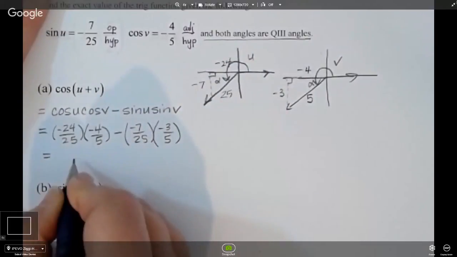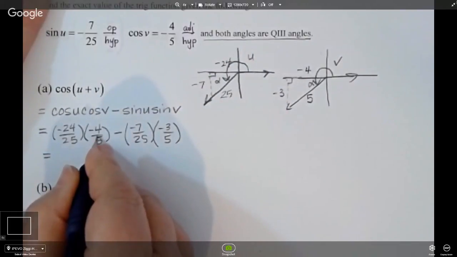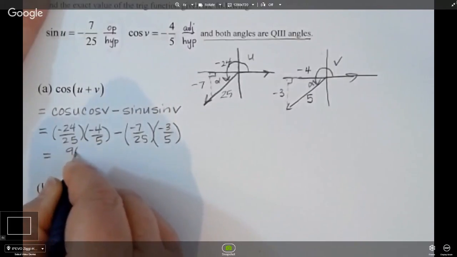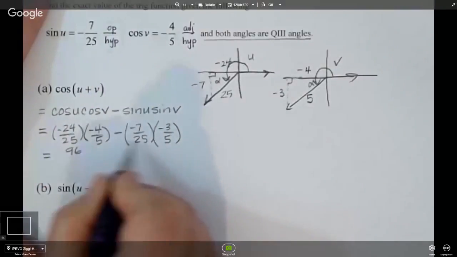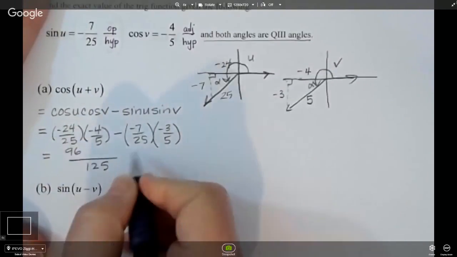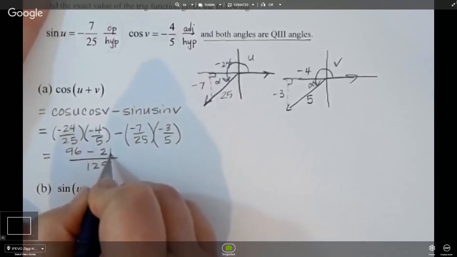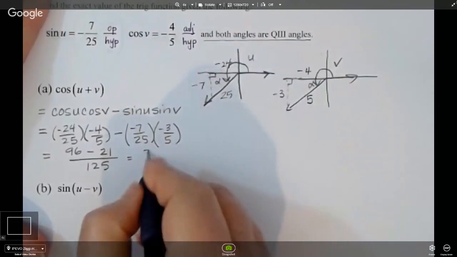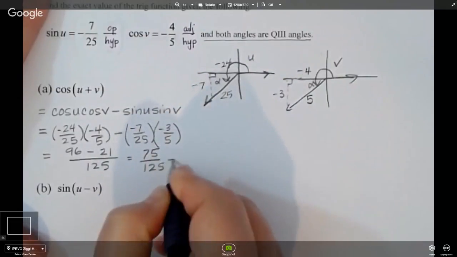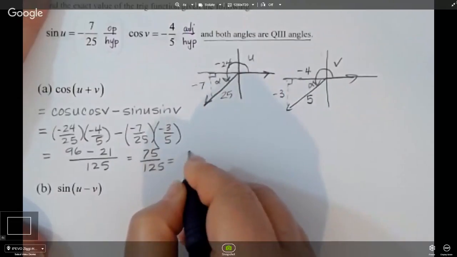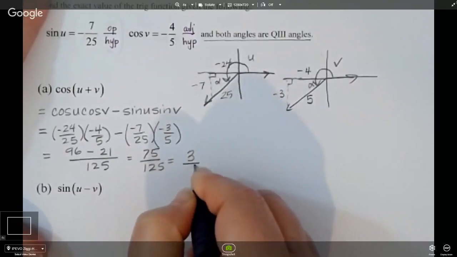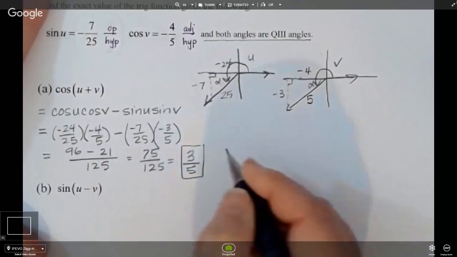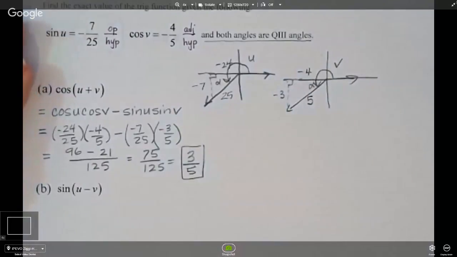All right, and if I were to multiply this out, I get 96 over 125. And I want you to notice these both have the same denominator. So this is 125. And then minus 21, because a negative times a negative times a negative is still a negative. And then that's going to be 75 over 125, which is 25 goes into both of these. So this would be 3 fifths. So the cosine of the sum of those two angles is equal to 3 fifths.